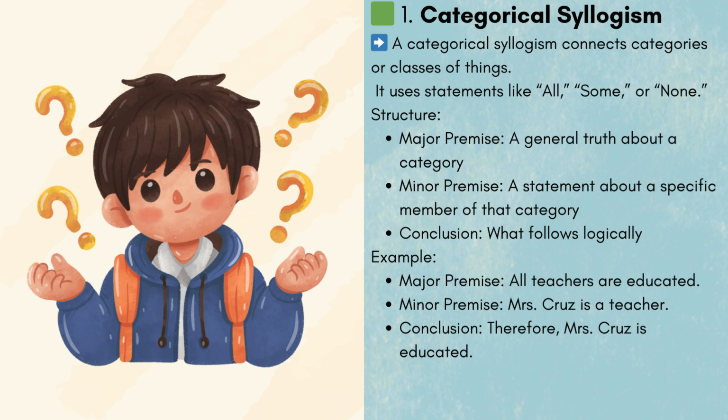So we have here an example. All teachers are educated. So this is our major premise. For the minor premise, Mrs. Cruz is a teacher. And then for the conclusion, therefore, Mrs. Cruz is educated. So it shows that since all teachers belong to the group of educated people, Mrs. Cruz is part of that group, being a teacher. So it is logical to conclude that she is educated.